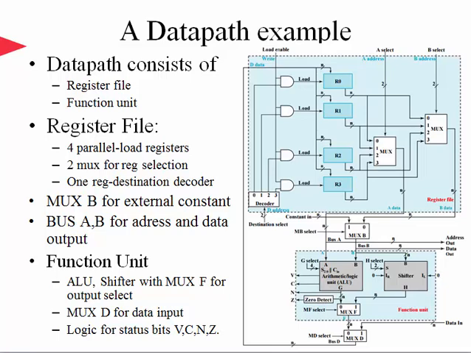The second component of the datapath is the function unit. The function unit performs all the arithmetic and logic functions. This includes an ALU, a shifter, and a mux F for output select, and we use G and H to select between different functions of the ALU and shifter. The output status signals will be covered later, which are V, C, N, and Z. Multiplexer D, which is outside of the functional unit in the figure, is used to select the input data, if any, otherwise the output of the function unit is selected.